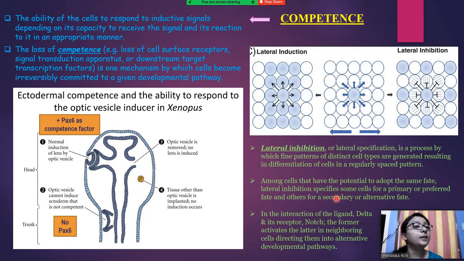An example is the Delta-Notch signaling pathway. Delta is the ligand and Notch is the receptor. What happens is that Delta activates Notch in neighboring cells and directs them into alternative pathways. It does not allow the neighboring cells to follow the same pathway that the cell itself has followed.